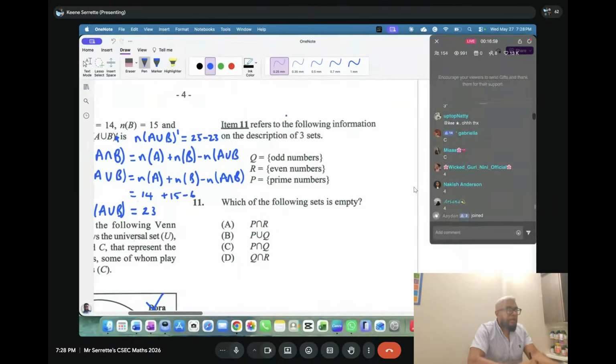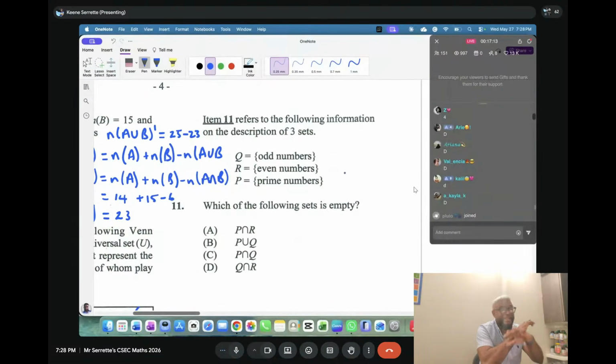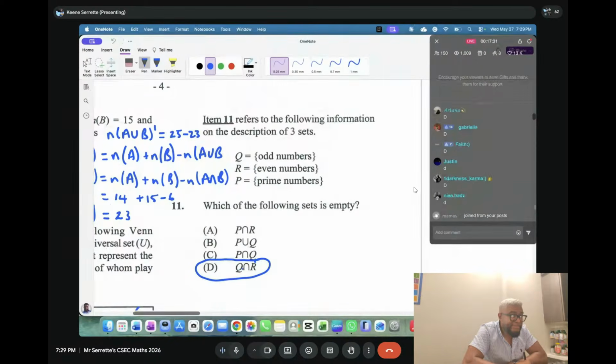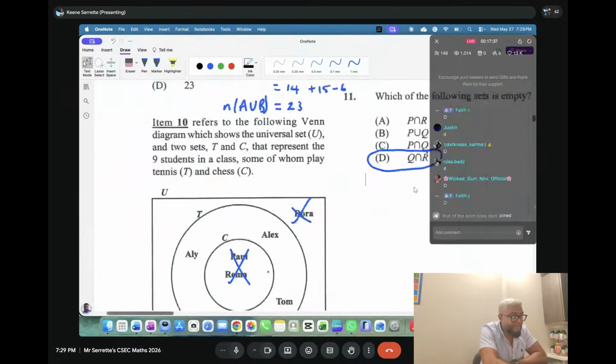Right. Item 11 refers to the following information on the description of 3 sets. We have odd numbers, even numbers, prime numbers. Which of the following sets are empty? An empty set is a set that has nothing in it. So I'm guessing that Q intersect R means they are asking whether there are any odd numbers that are even. There aren't any odd numbers that are even. So that would be D. Q intersect R would be an empty set. There aren't any odd numbers that are even. There we go.